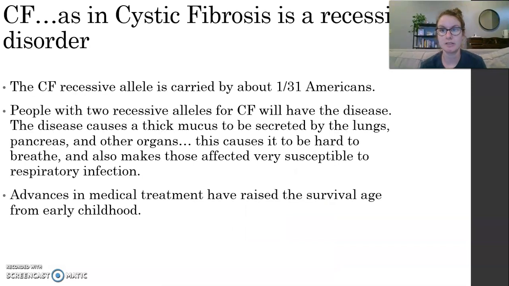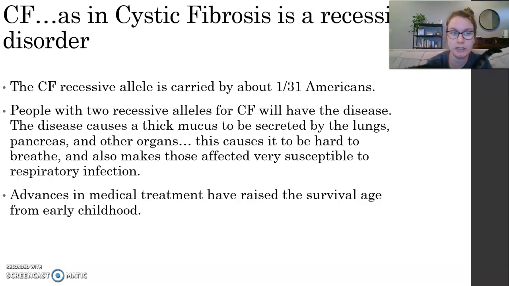So cystic fibrosis. Basically it is going to have a recessive inheritance pattern. 1 in 31 Americans carries this allele. So there's 106 people that were in your class. That's quite a few people who are carrying the trait. Even if they don't have it, they're carrying the trait.